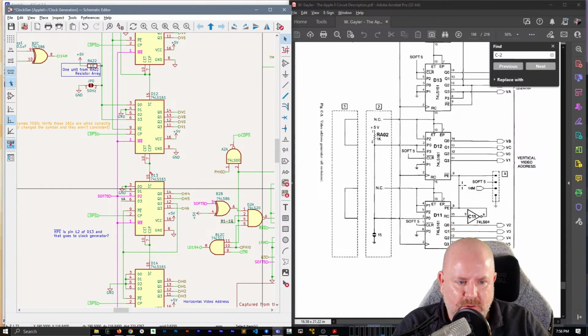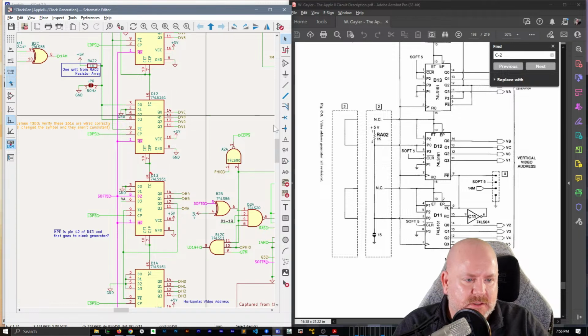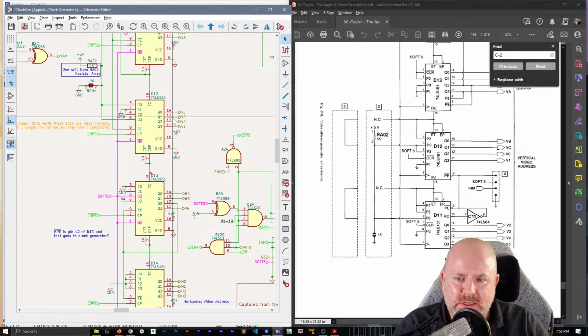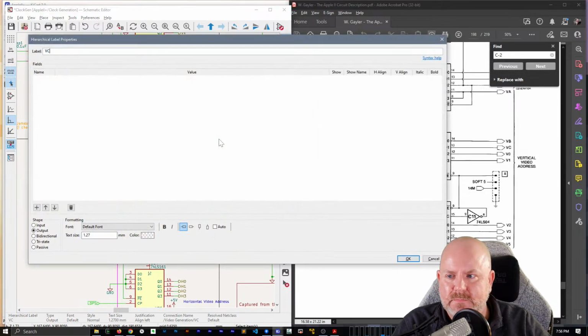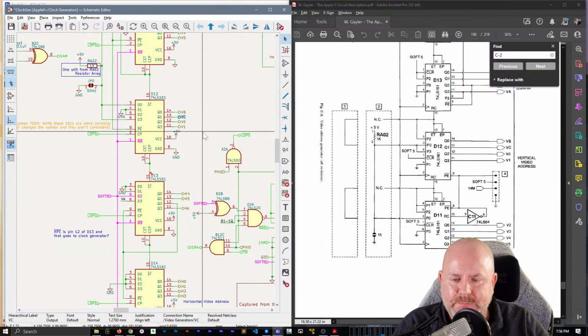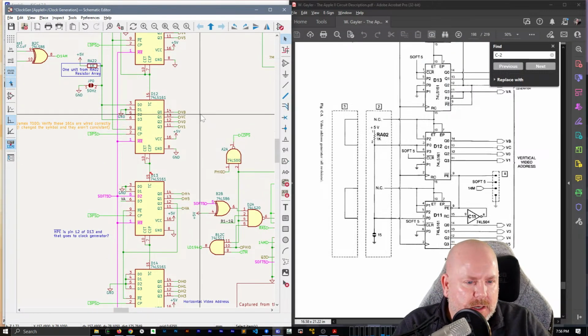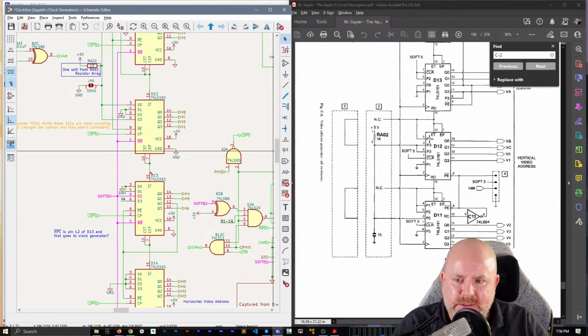Okay, so now on 12, we've got 14 is VC. This says VB. And 13 is... 12 is V0. Okay. Well, I don't trust this. I trust this schematic more. Okay, so let's do the easy ones.